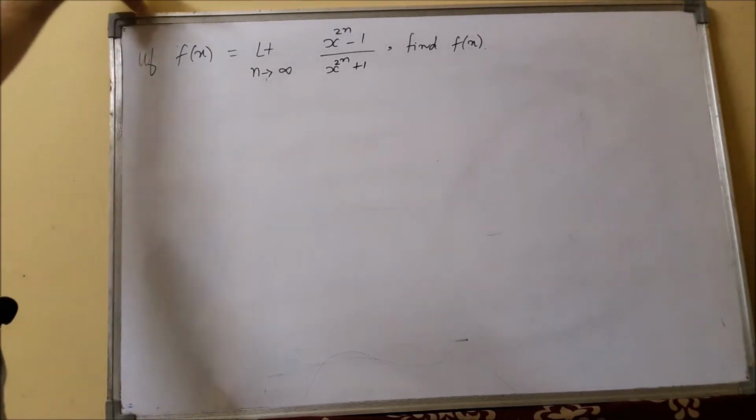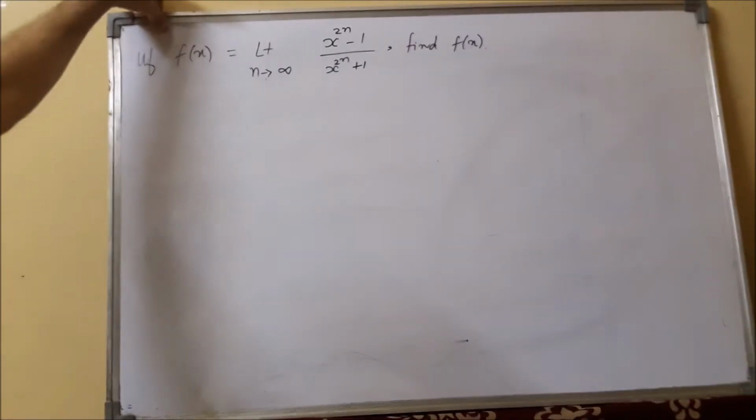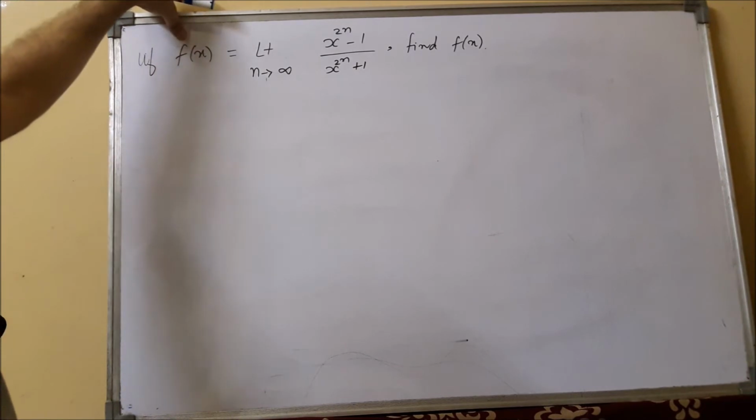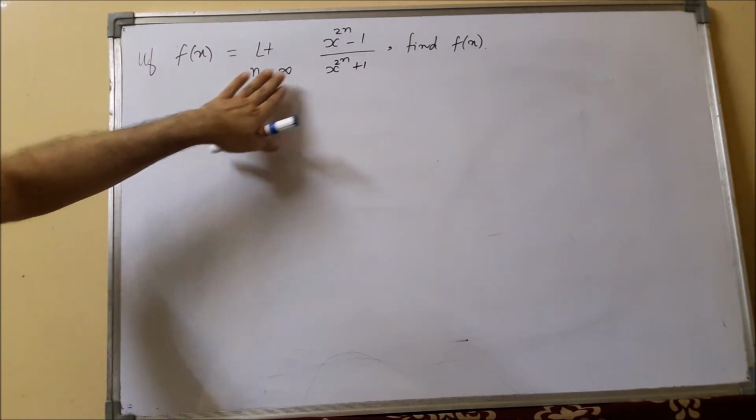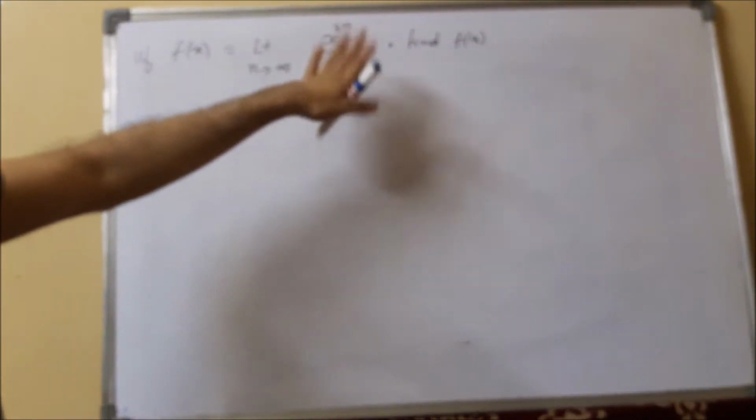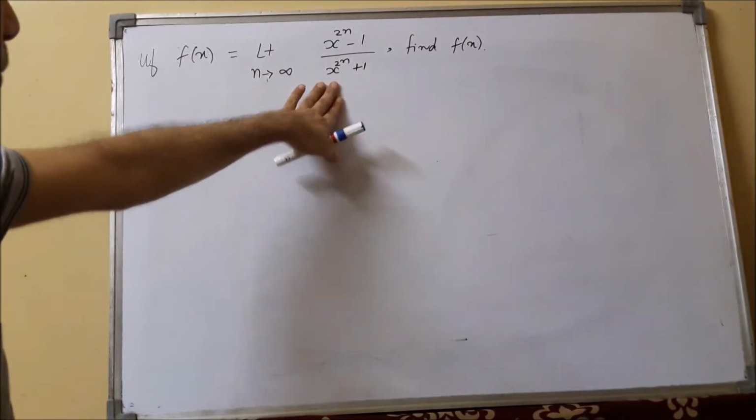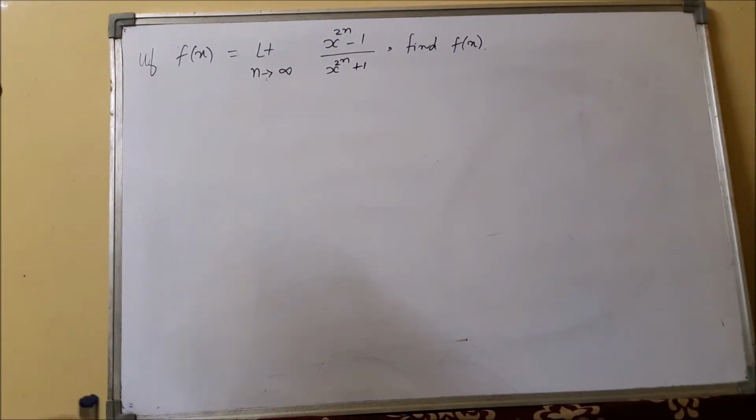So we are going to solve this problem. If f(x) equals limit n approaching infinity of x raised to the power 2n minus 1 upon x raised to the power 2n plus 1, then find f(x).